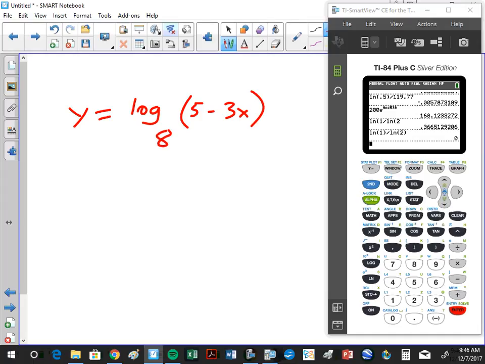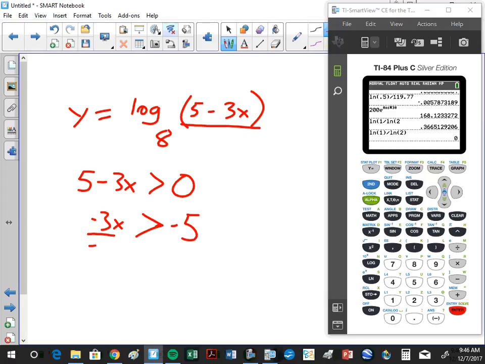Well, I know that this has to be a positive number. So I write 5 minus 3x must be greater than 0. Subtract the 5. Negative 3x is greater than negative 5. Divide by negative 3. And I get x is, flip the sign because I divided by negative, less than 5/3.